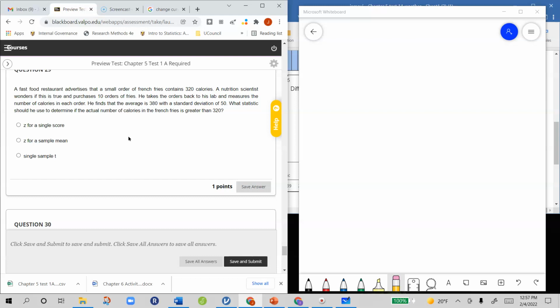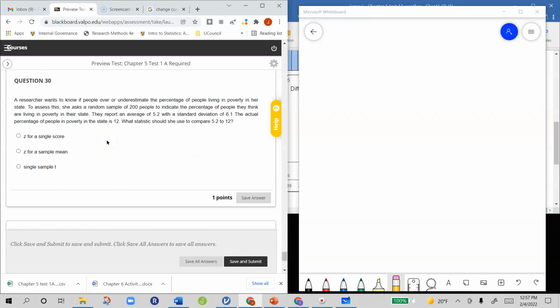So he does have a sample with a size of 10, and he's comparing that sample mean of 380 to a value, which is 320. Note that we do not have a population standard deviation. Right, so this is a single sample T problem because we have a sample mean from a sample size of 10 that we're comparing to a value of theoretical interest. Right, and we do not have a population standard deviation.